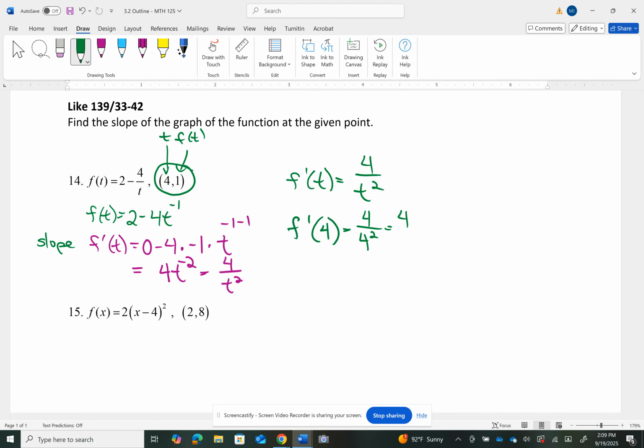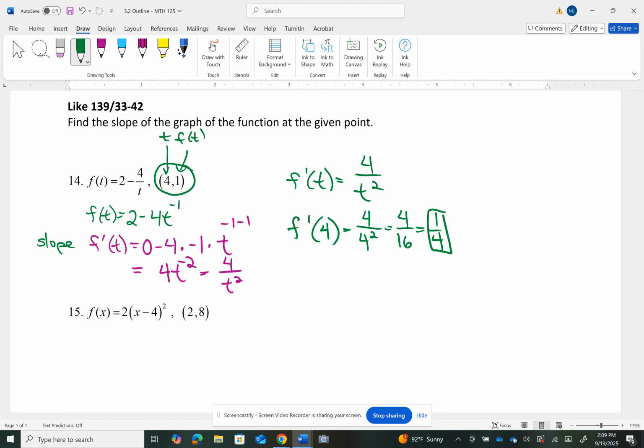And so you get a 4 over 16. You get a 1/4. That would wind up being the slope when you're at the point 4, 1. Now you'd get a different number if you were at some other point on that original function. Okay.